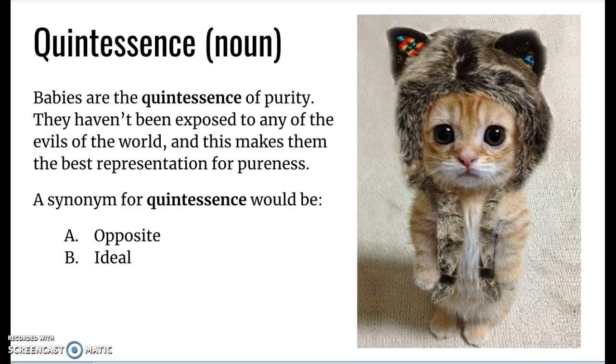Your next word is quintessence. Quintessence is a noun. Babies are the quintessence of purity. They haven't been exposed to any of the evils of the world, and this makes them the best representation for pureness. A synonym for quintessence would be A, opposite, or B, ideal.